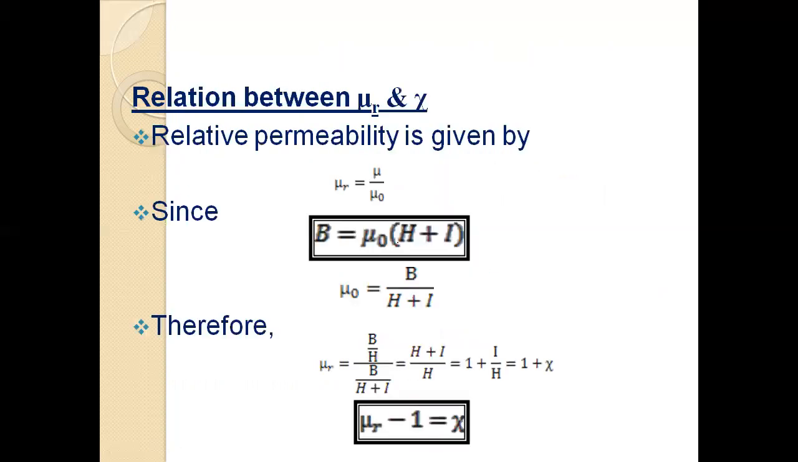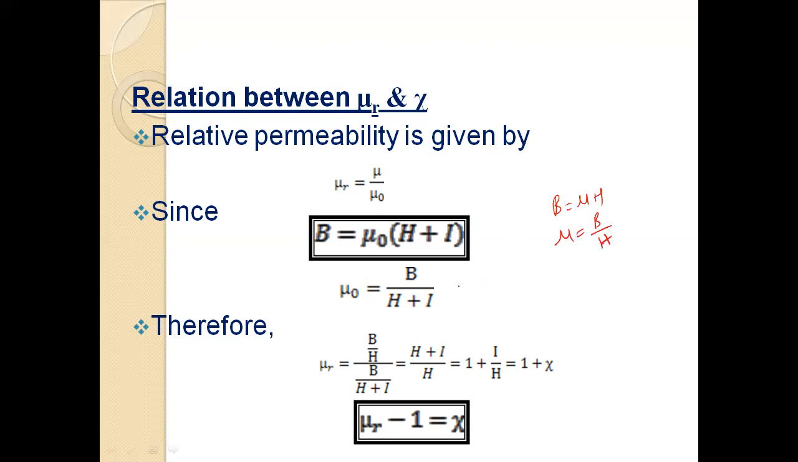Coming to the relation between relative permeability and susceptibility, as we know that mu r is equal to mu by mu naught, and B is equal to mu naught into H plus I. So from this you can write mu naught is equal to B by H plus I. Substituting the same in the formula, you have one more formula: B is equal to mu H. From this, mu is equal to B by H.